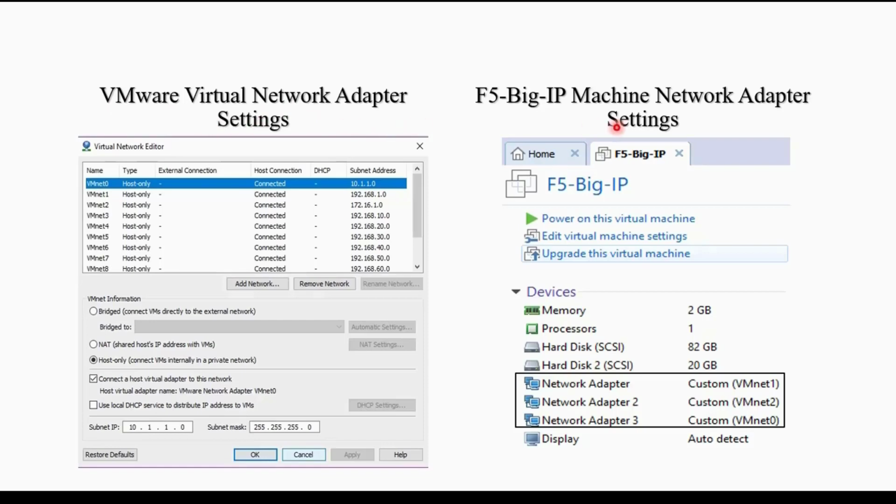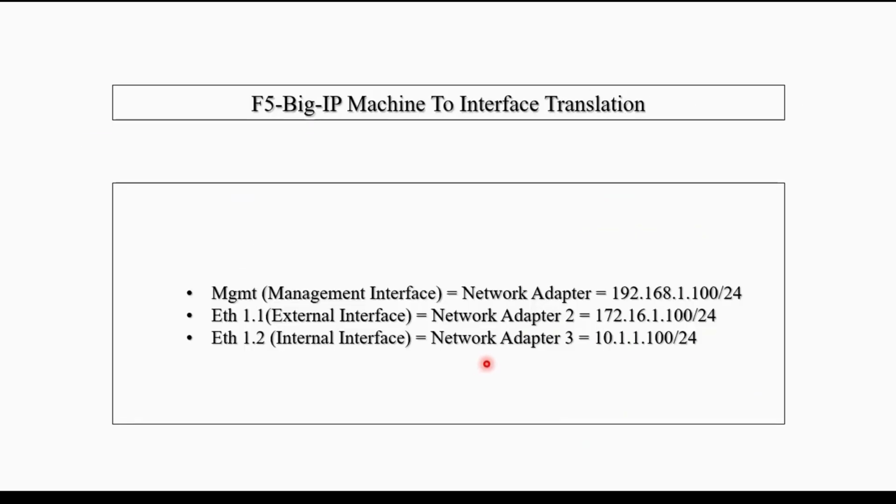This is my VMware virtual network adapter setting, and this is the F5 BIG-IP machine's network adapter setting. The F5 BIG-IP network adapter is connected to VMnet 1. Network adapter 2 is connected to VMnet 2, and network adapter 3 is connected to VMnet 0. Okay, let's move further.